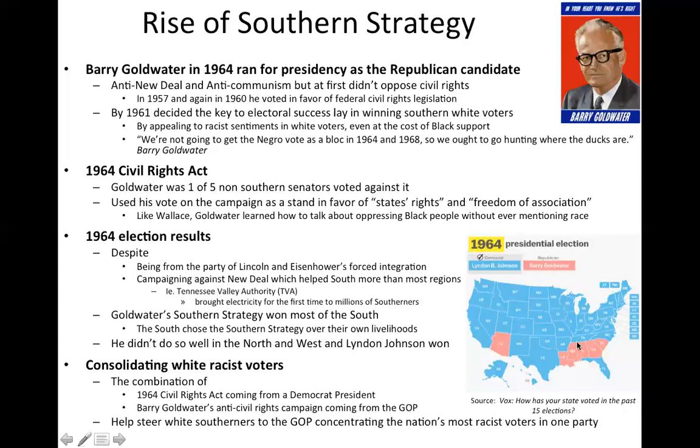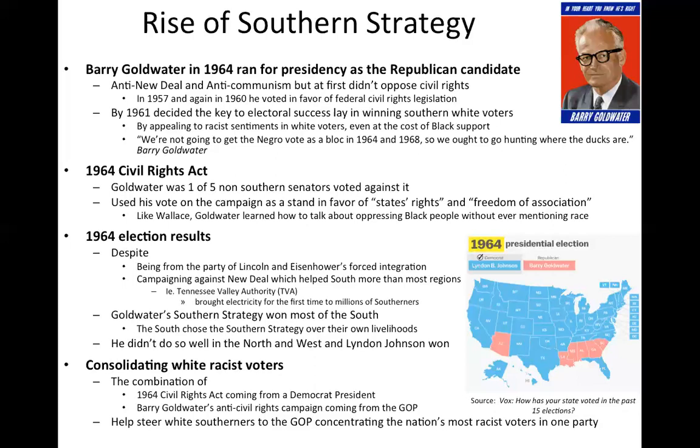So the South, whose livelihood was literally tied with the New Deal, voted for an anti-New Deal candidate. Because literally enforcing segregation was more important than their livelihood at this point. So Barry Goldwater, he loses terribly. He wins Arizona, his home state, and he wins the majority of the South. And you get those states to literally vote against their livelihoods in exchange for overturning a civil rights bill.